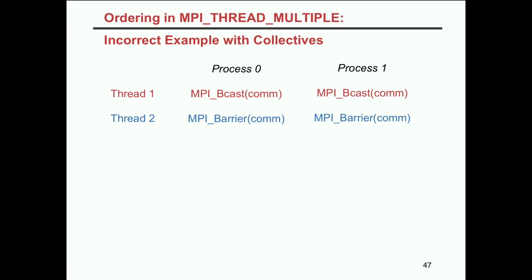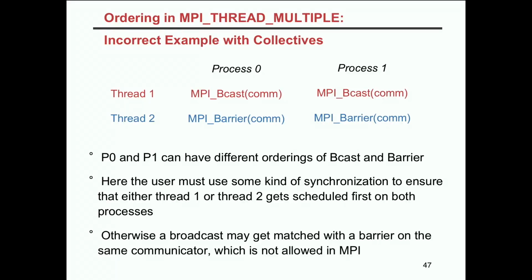Incorrect example, and this is kind of intricate. I didn't know about this until now. It turns out broadcasts can match barriers. And it might happen. So sometimes, depending on the order, because there's no guarantee that thread 1s will execute before thread 2s, it might be the case that the broadcast matches with the barrier, and then things will crash. Why is this even allowed?